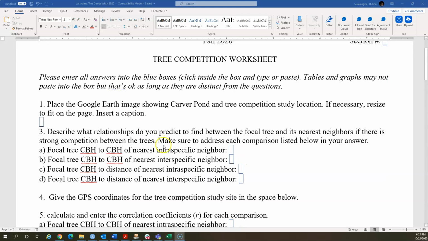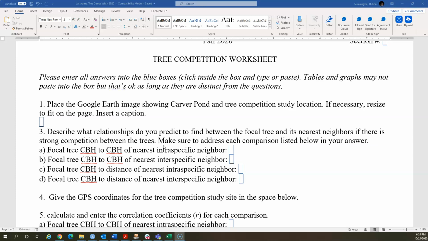The first question is to place the Google Earth image showing Kava Pond and the tree competition study site. If necessary, resize to fit the page and insert a caption. You know how to do this already; you have done it several times in your assignments. In my previous video, I showed you the coordinates of this location. So take a look back at that video, take those points and plot them on Google Earth.